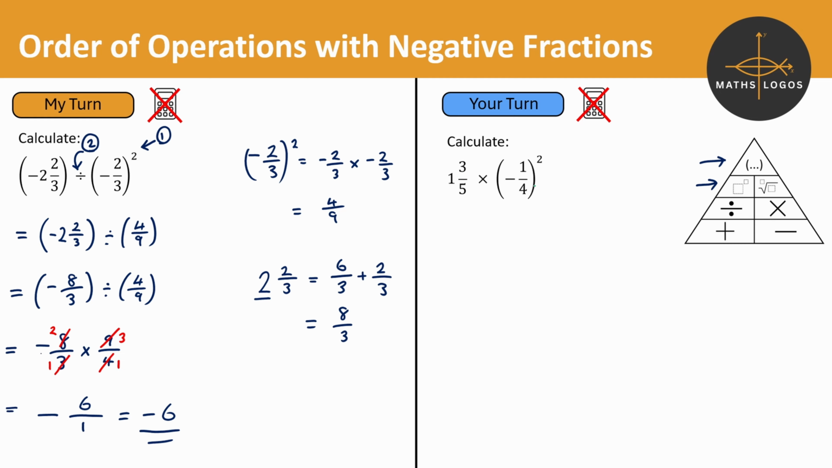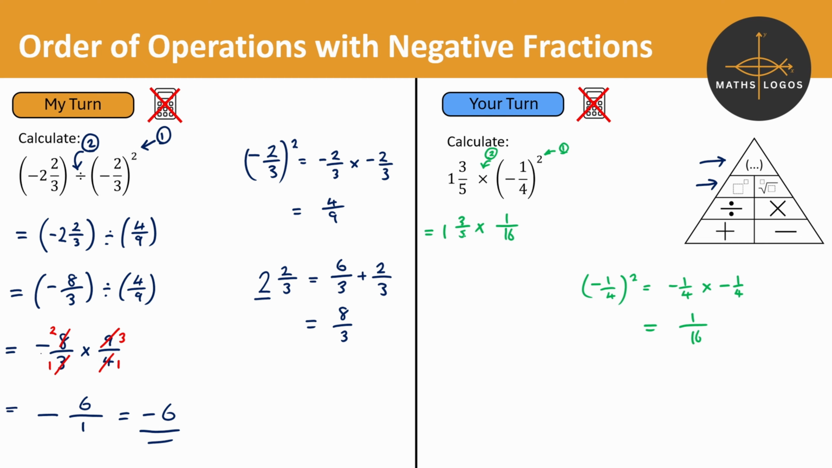So 1 3/5 multiplied by negative 1/4 squared. Here we have indices, that's what I'm going to do first, and then multiplication, which is what I'm going to do second. Negative 1/4 squared is equal to negative 1/4 multiplied by negative 1/4. A negative multiplied by a negative is a positive, so I'll do 1 multiplied by 1 to give me 1, 4 multiplied by 4 to give me 16. So this is 1/16. That's 1 3/5 multiplied by 1/16.